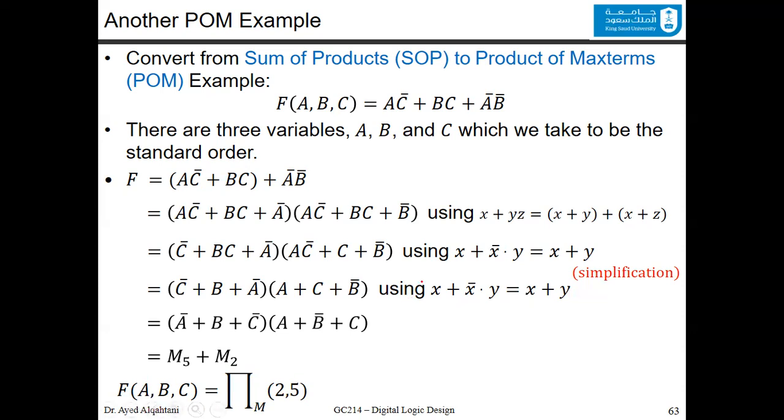So to summarize this, you do the distribution and then you apply simplification. Sometimes you apply it more than one time.